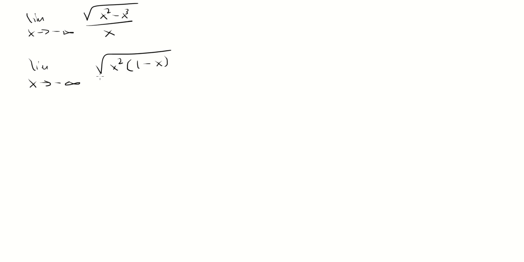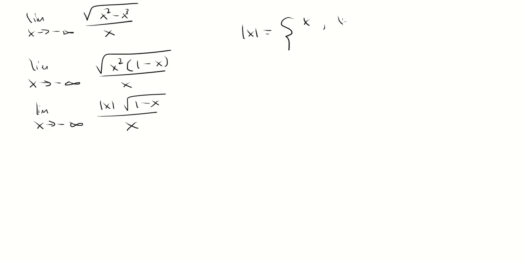That's 1 minus x. Now the square root of x squared is going to come outside as the absolute value of x. I'm left with square root of 1 minus x over x. And the absolute value of x is defined to be x if x is greater than or equal to 0, and negative x if x is less than 0. So because here we're approaching negative infinity, we're going to replace it with negative x. And so that's going to cancel with the x in the denominator.